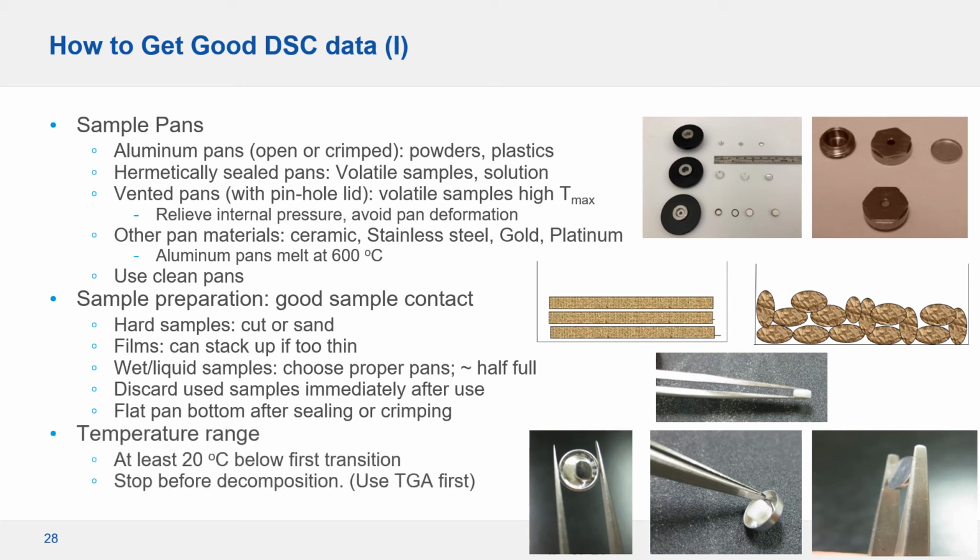Set up the temperature program in a way that it starts at least 20 degrees below the first transition to allow the DSC signal to finish the initial transient. You don't want to heat the sample beyond its decomposition temperature, otherwise you have to clean the furnace very often. Run a TGA first to find out the onset temperature of decomposition if you have one. Then you stop the temperature there in a DSC run.